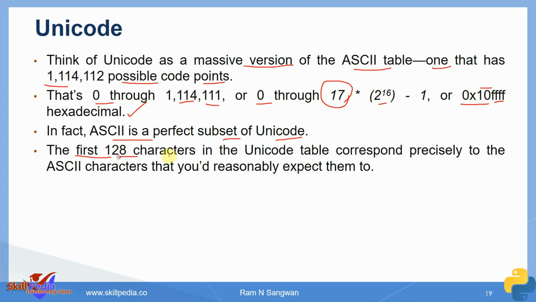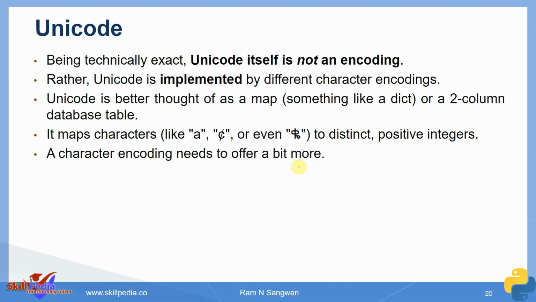The first 128 characters in the Unicode table correspond precisely to the ASCII character set, as you would reasonably expect, and then comes the rest of the characters. Being technically exact, Unicode itself is not an encoding. Rather, Unicode is implemented by different character encodings.